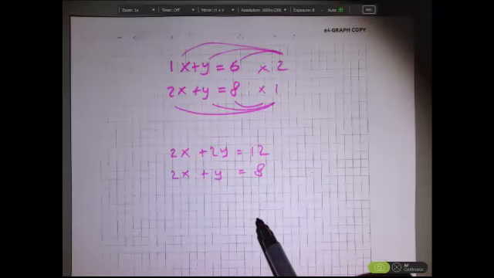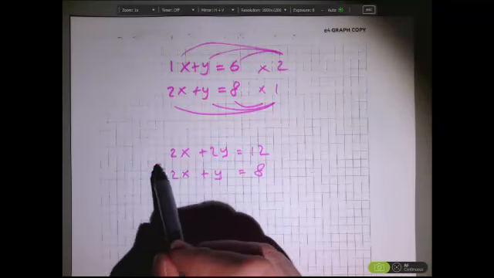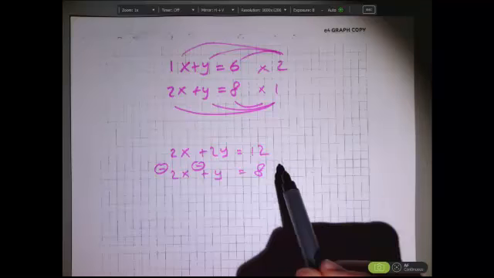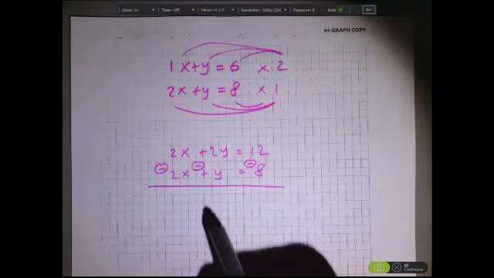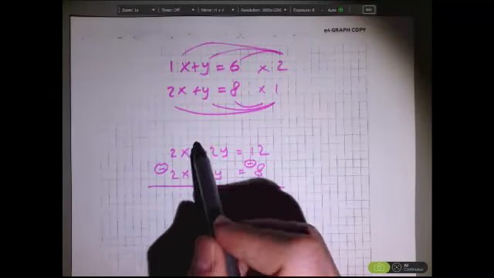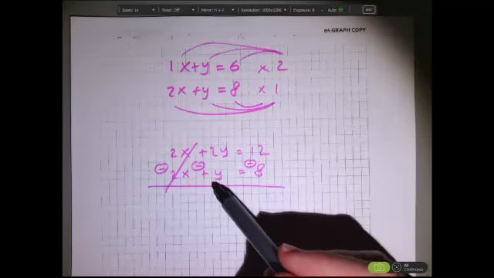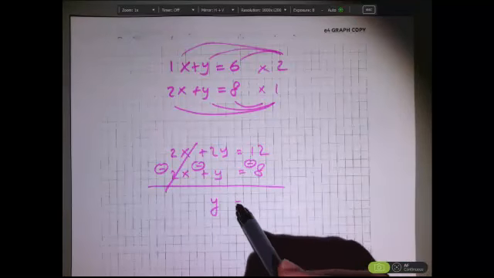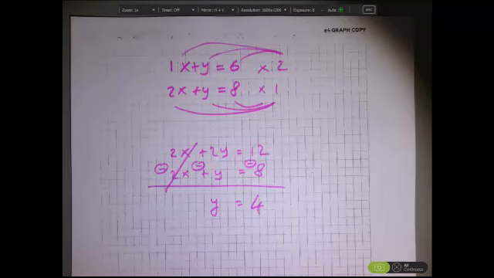So there's no change. Once you've got that done, you change all the signs on the bottom. So this will go to a minus, this will go to a minus, and this will go to a minus. Adding the columns, 2x minus 2x, they're gone. That will give you 0. 2y minus y gives you y, equals 12 take 8 is 4.